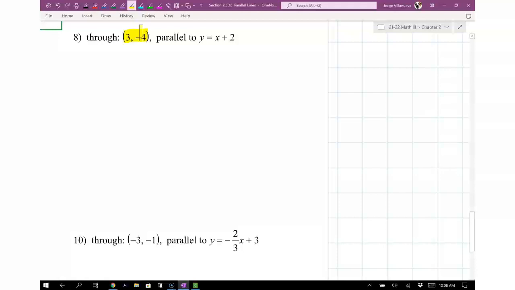A 1, right? That's why I wanted to do this one, because sometimes people freak out. They're like, well, there's nothing there, right? There is something there. It's a 1, and 1 times x is just x, so that's why you don't see it, right? But there's a 1 right there. So let me write down my information that I know. I know my slope has to be 1, and I know that I have a point, 3, negative 4.